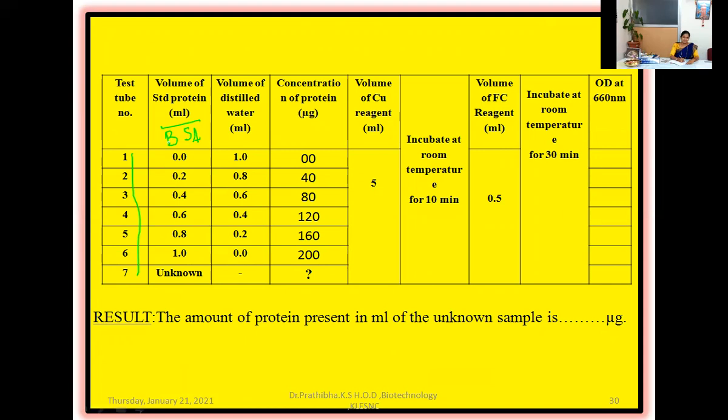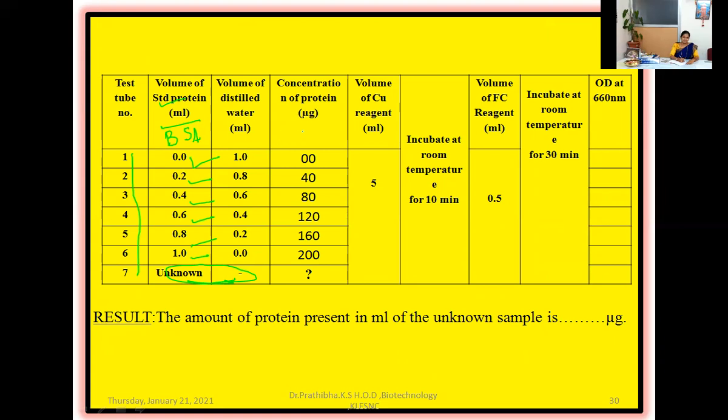Which protein are you using here? BSA. We are going to prepare the standard, that's why I always mention standard bovine serum albumin. In the first test tube you will not take any. In the second test tube you will add 0.2, third test tube 0.4, fourth test tube 0.6, fifth test tube 0.8 and sixth test tube 1.0. The unknown and the addition of the water will be given by the examiner.